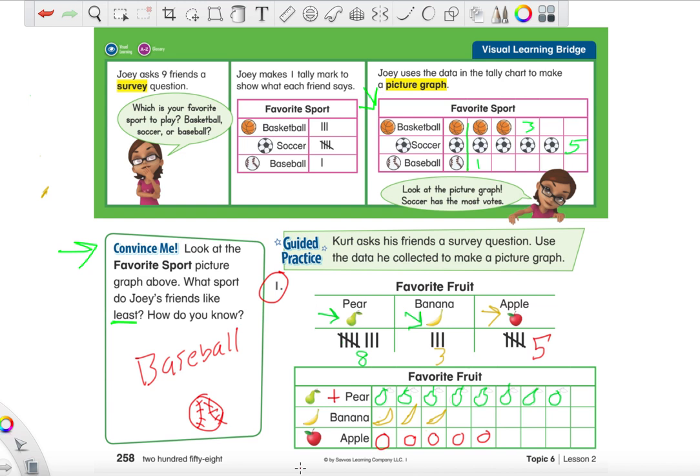which fruit has the least number of votes? And whichever fruit in our picture graph here has the least number of votes, I want you to put a minus sign next to it. Go ahead. Think about it, figure out which one has the least number of votes, the pear, banana, or apple, and put a minus sign next to it.